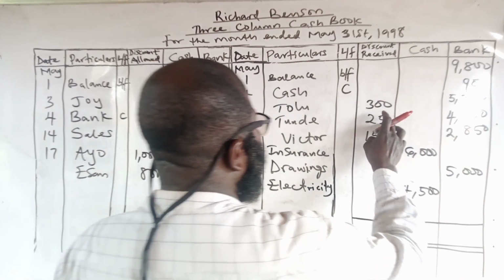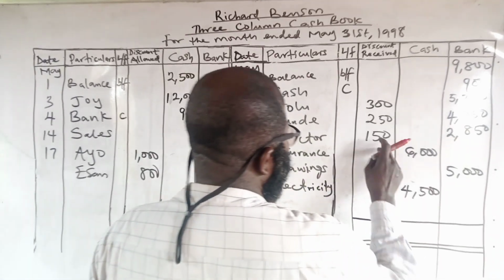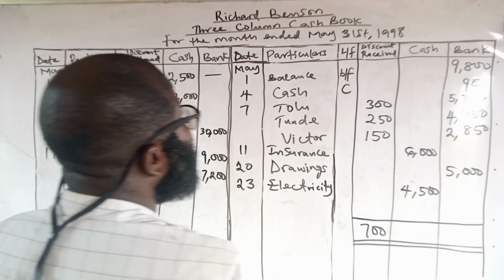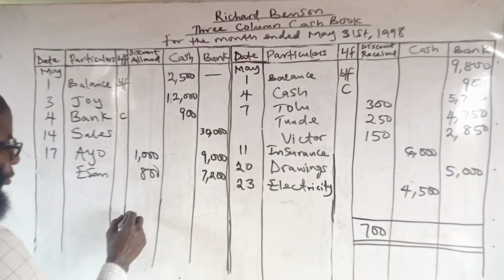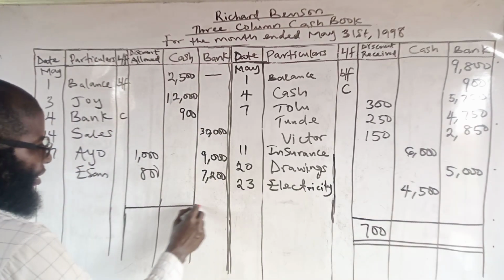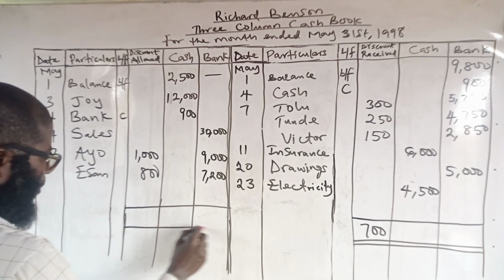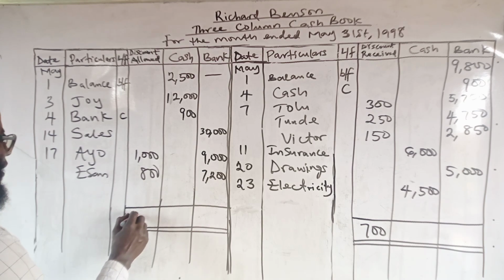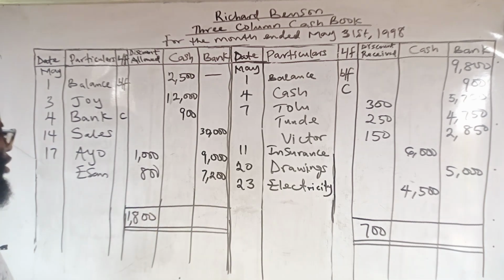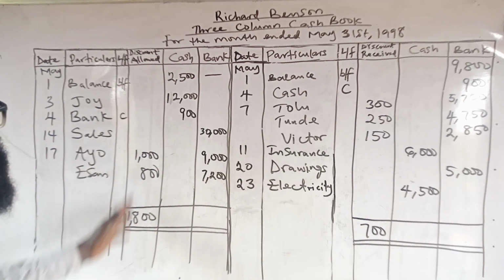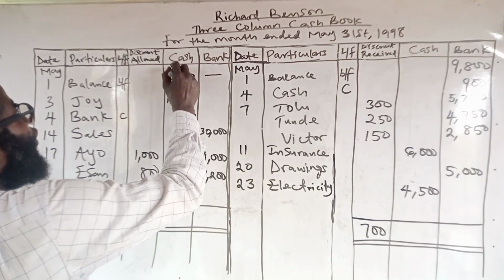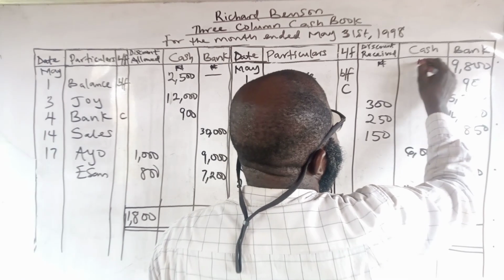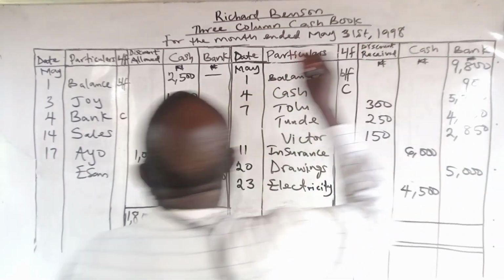Now, 300 plus 250, 550 plus this, that is 700 naira. We're having 700 naira for the discount received. Then let me come to this side. Then to this side, 1,000 plus 800 naira. That is 1,800 naira. That is the amount for discount allowed. We have to put naira sign here. You have to put the naira sign here. That is the currency we are working on.